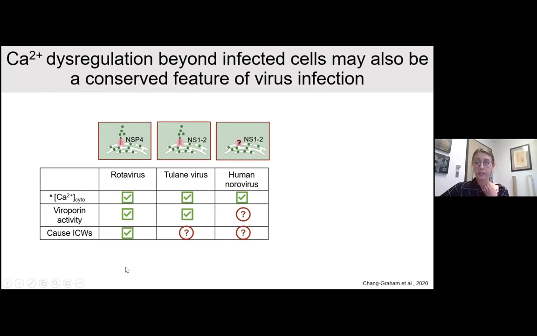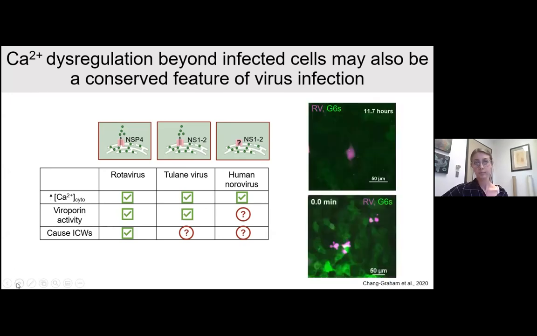And the last calcium signaling phenotype that I'll talk about for the rest of my talk today is called intercellular calcium waves. And these were first identified during rotavirus infection. We are interested to see whether or not this might also translate to these other viruses, particularly given the similarities that we had already noted between cytosolic calcium concentrations and viroporin activity.